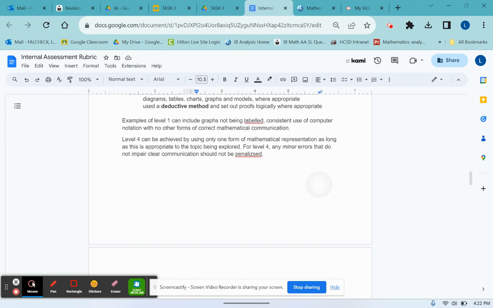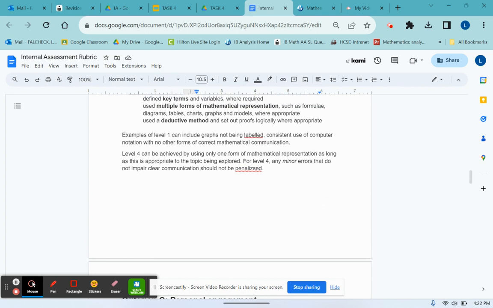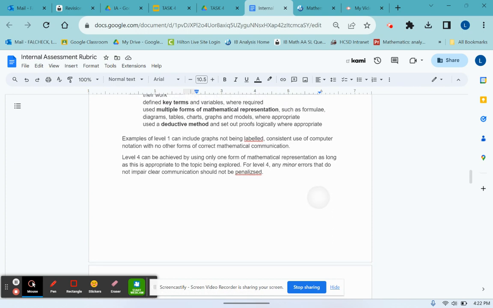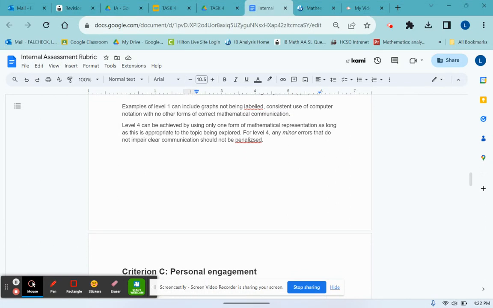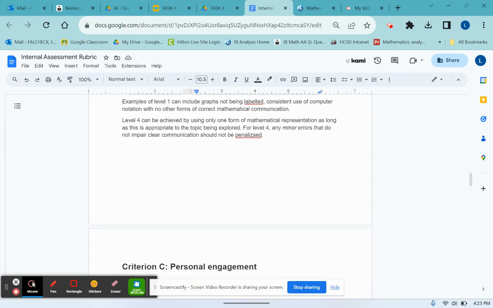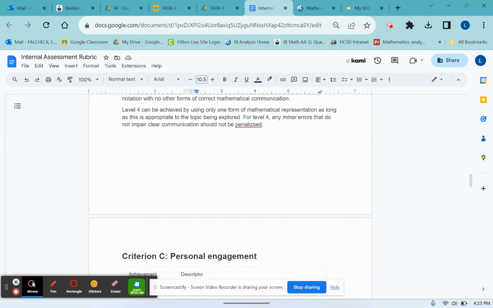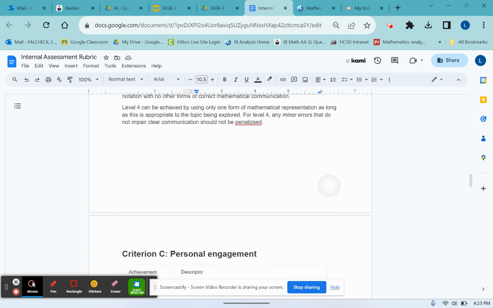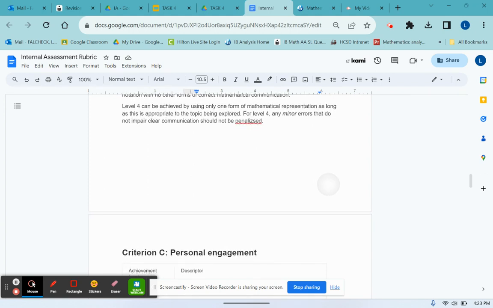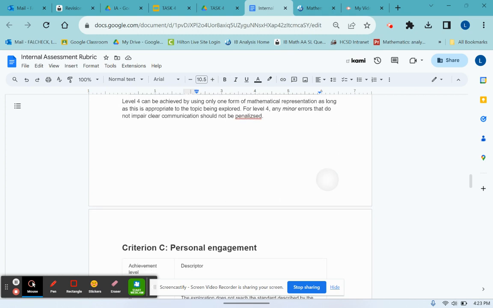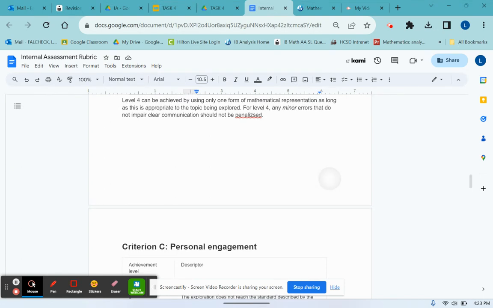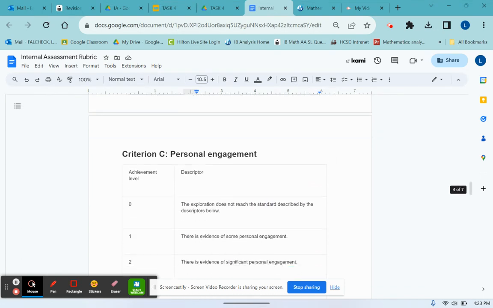If you're doing proofs or anything like that, just make sure that you use the appropriate notation, QED, left-hand side equals right-hand side, stuff like that. If you don't label your graphs, you could just get a 1, which is pretty bad. And then level 4 can be achieved by using only one form of mathematical representation, as long as this is appropriate to the topic being explored. Also, don't worry about minor errors that don't inhibit communication. Those, as long as the rest of your math is good, will not bump you out of that 4 level.